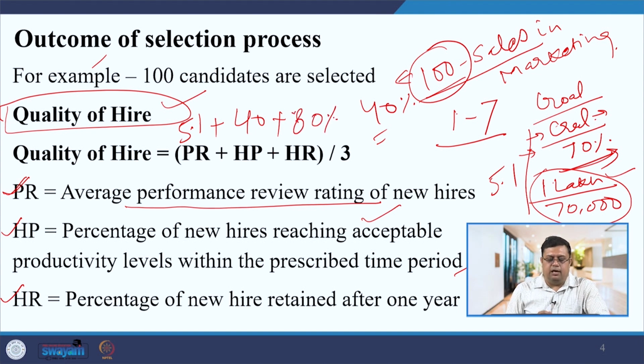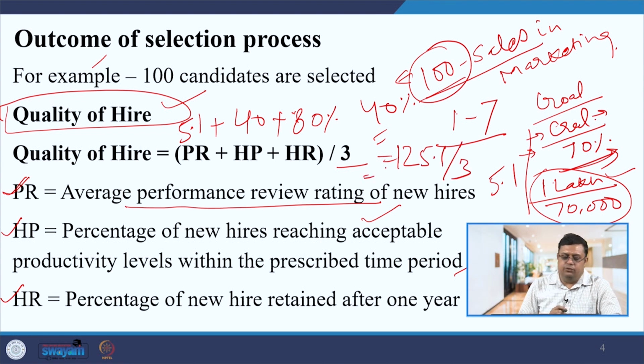80% of the people are working after 1 year also. So, now we can calculate these all three numbers and then we can divide by 3. So, whatever score comes, so 40 plus 80, 120, 125.1 divided by 3. So, this will give you the quality of hire, right.